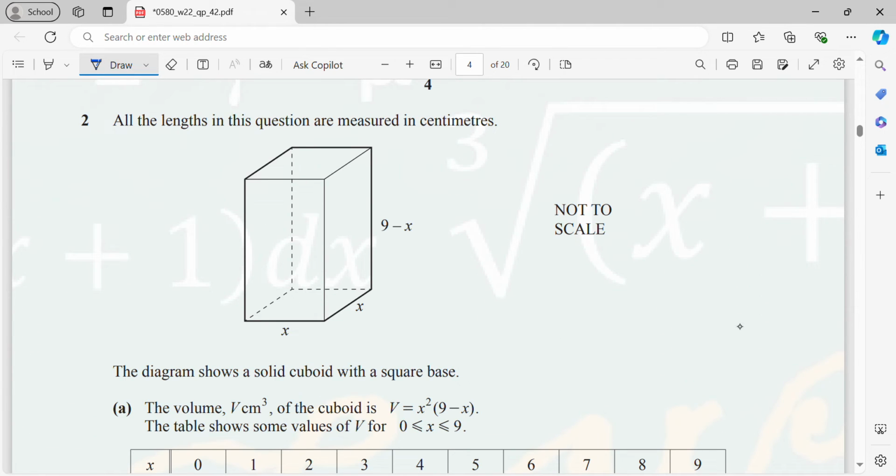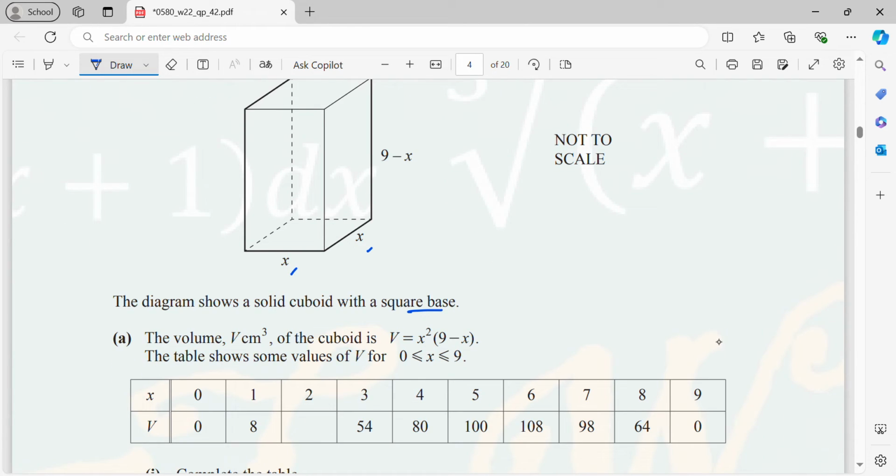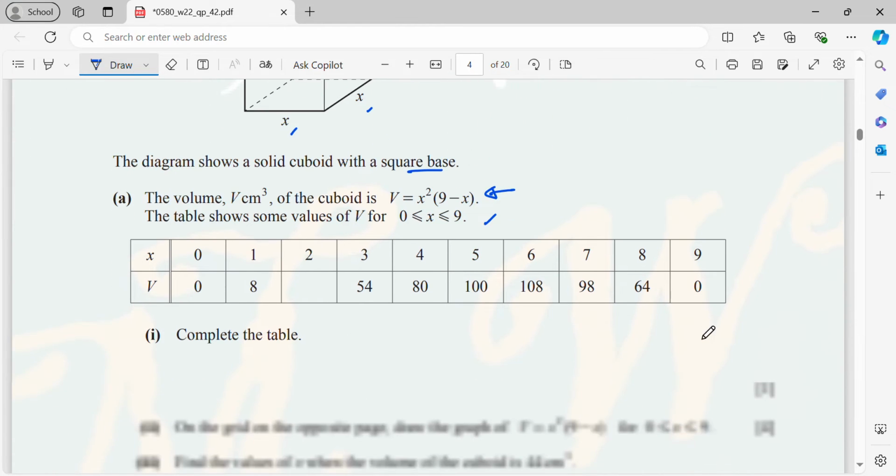Now for question number 2, all the lengths in this question are measured in centimeters. So the diagram shows a cuboid with square base. Alright, that's why both are same length. Now the volume V centimeter cube of the cuboid is given. Now the table shows some values of V for x between 0 and 9 inclusive of both values.